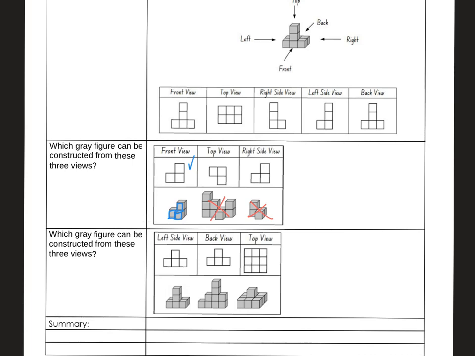So now let's look at the top view. If we were able to look at this from a bird's eye view, we would want to see 2 in the back, which would be the faces of those guys, and then 1 on the right in the front. And that's what we've got. So that does work.